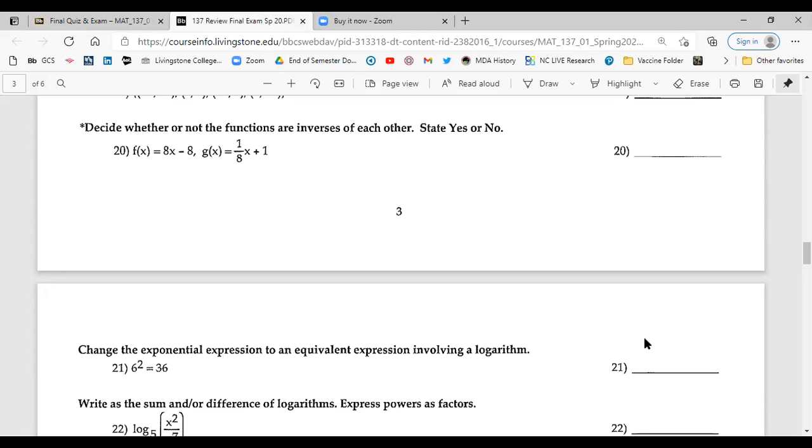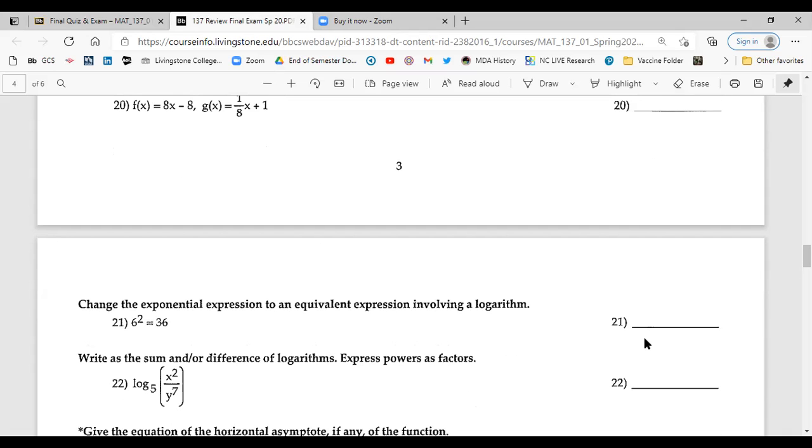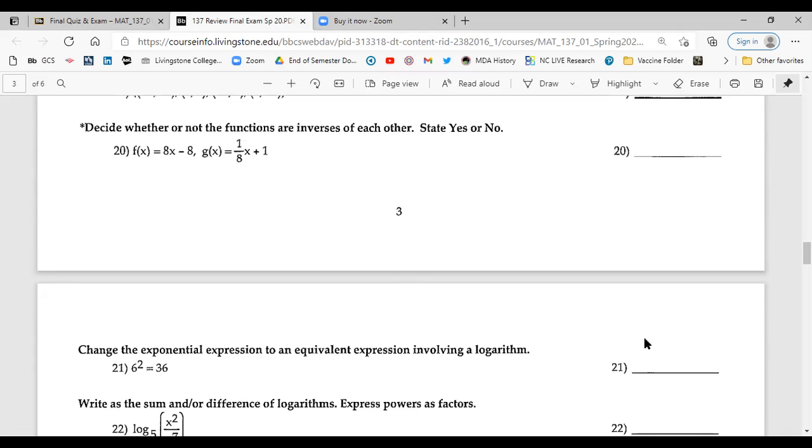I think I'm pretty good with the logs because I got good scores on the homework on it, so I feel comfortable with it. Okay.